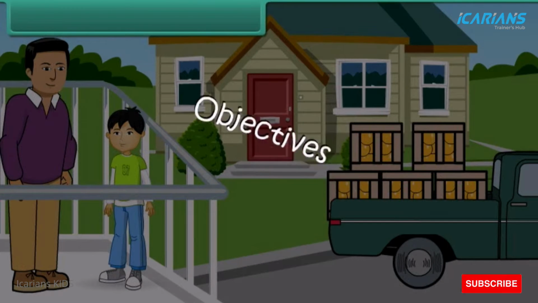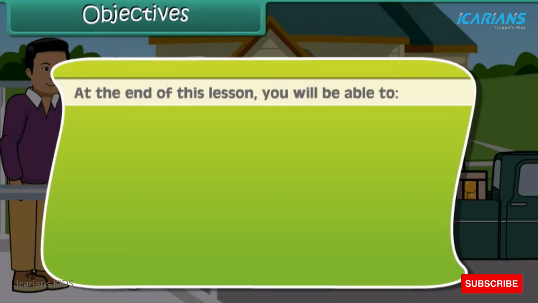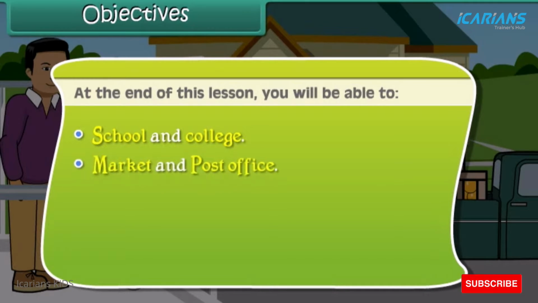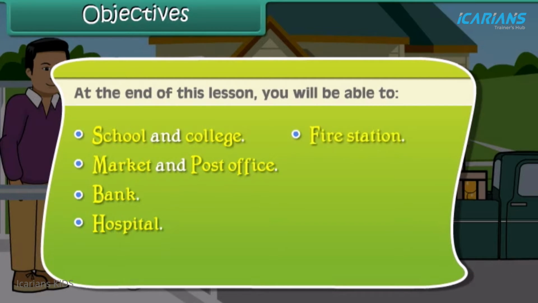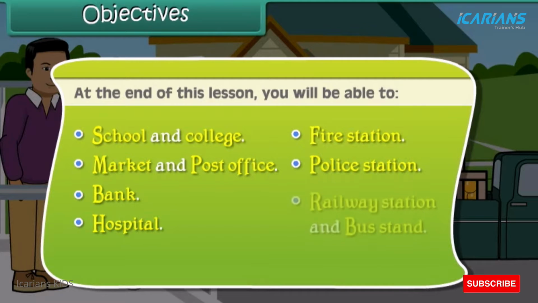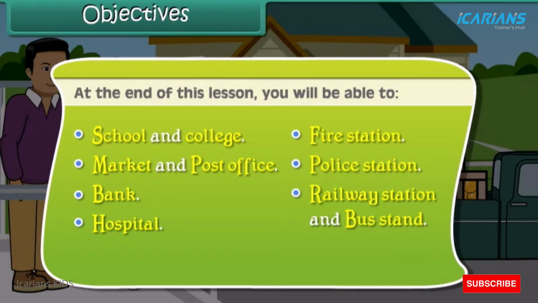Objectives. At the end of this lesson, you'll be able to know about neighborhood places such as school and college, market and post office, bank, hospital, fire station, police station, railway station, and bus stand.